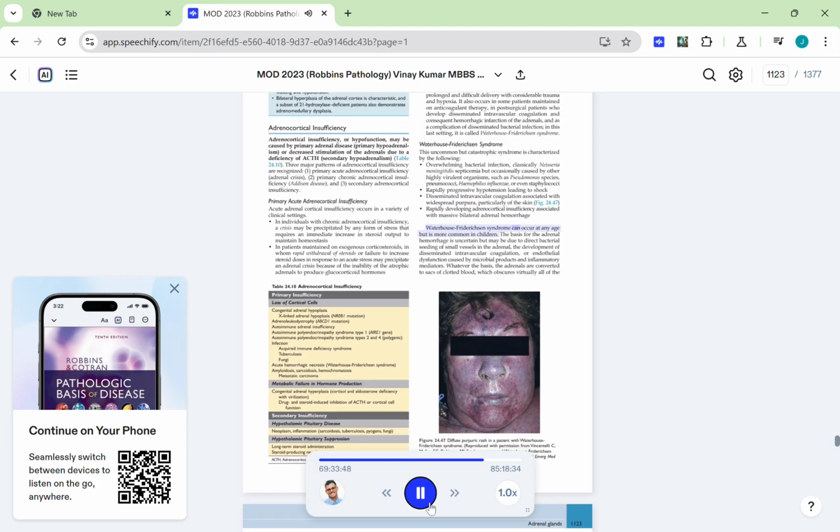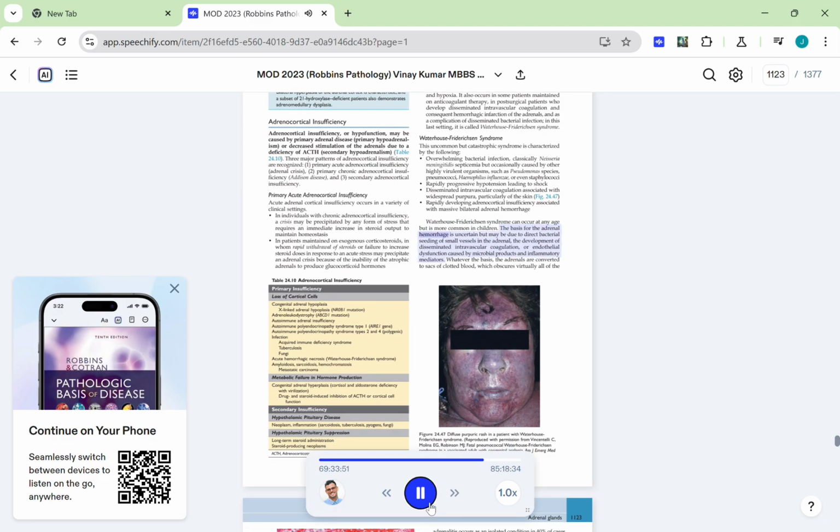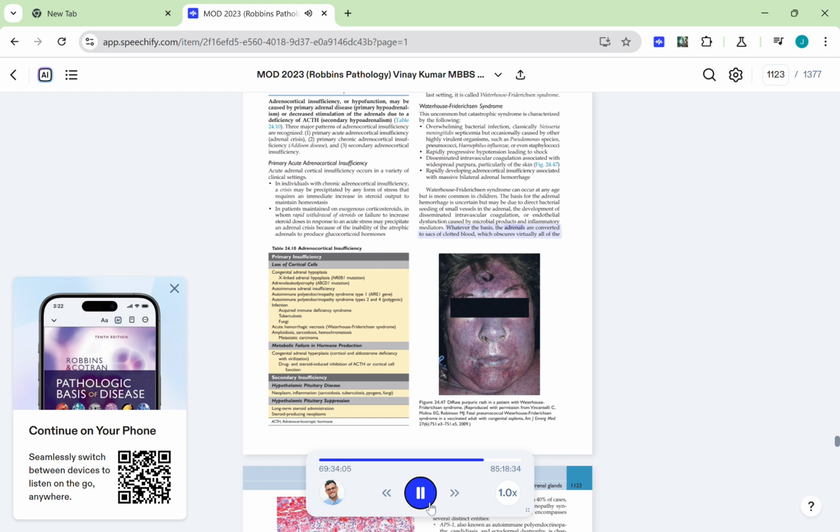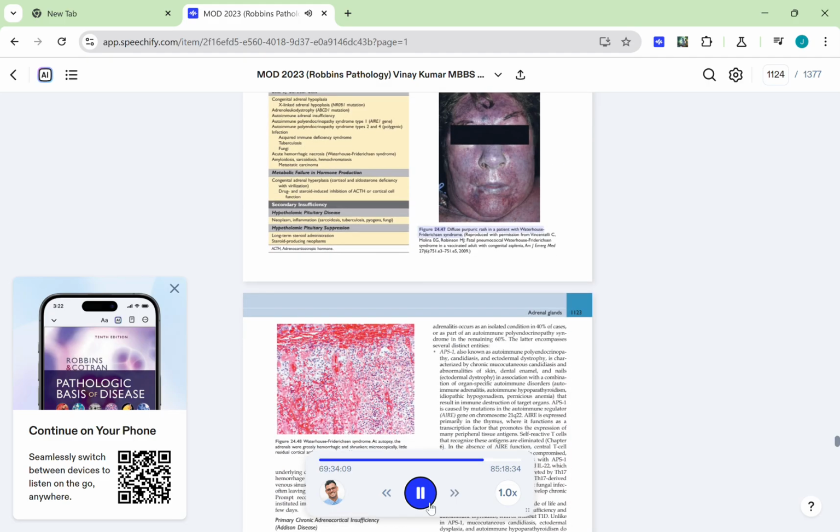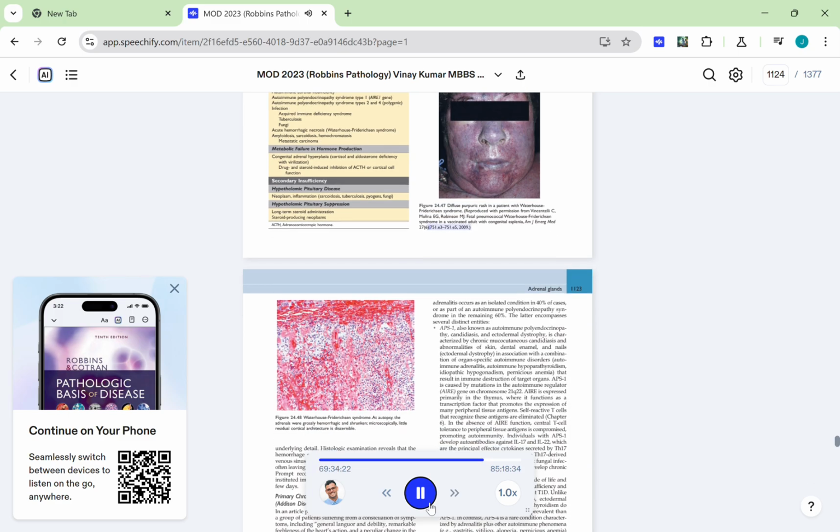Waterhouse-Friderichsen syndrome can occur at any age but is more common in children. The basis for the adrenal hemorrhage is uncertain but may be due to direct bacterial seeding of small vessels in the adrenal, the development of disseminated intravascular coagulation, or endothelial dysfunction caused by microbial products and inflammatory mediators. Whatever the basis, the adrenals are converted to sacs of clotted blood, which obscures virtually all of the underlying detail. Figure 24.47: diffuse purpuric rash in a patient with Waterhouse-Friderichsen syndrome.